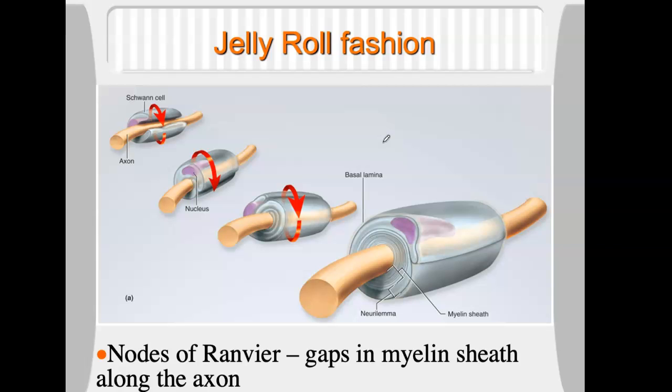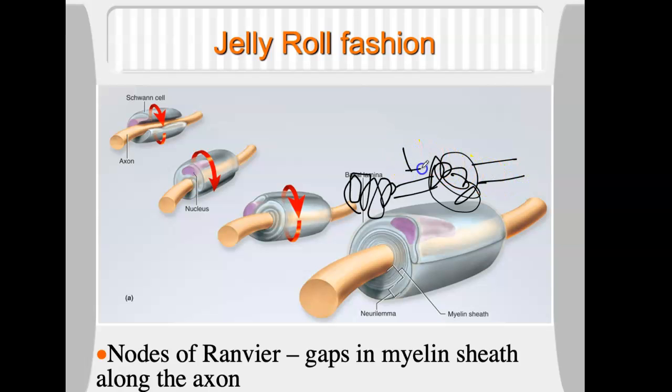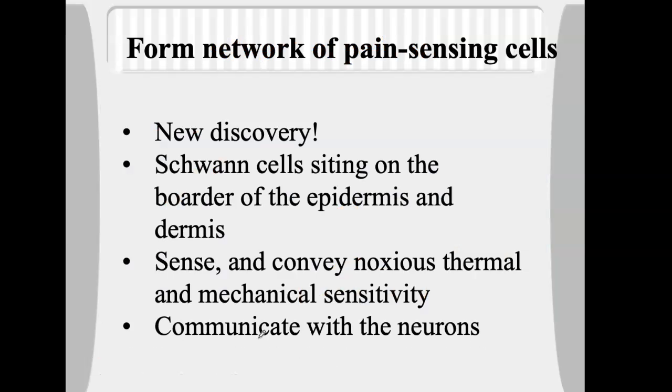And there's the jelly roll fashion. The nodes of Ranvier are the gaps. So it'll wrap around here, gap. And then we have another wrap around, and then gap. And then another wrap around. Oh my gosh, it's so hard to draw with this. And then, so anytime you have a gap like this that is unmyelinated, that is a node of Ranvier. Okay, we've gone through 3 of those cells.